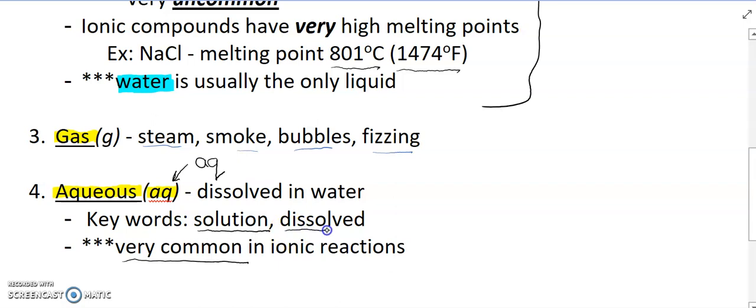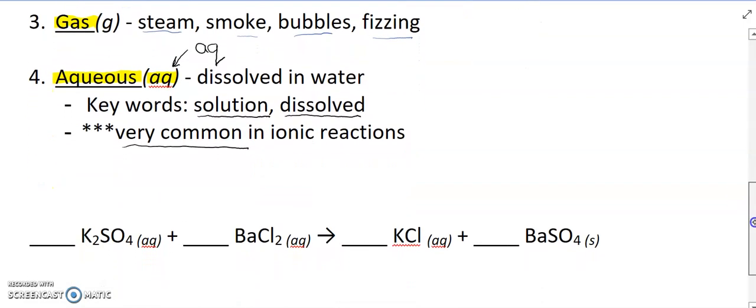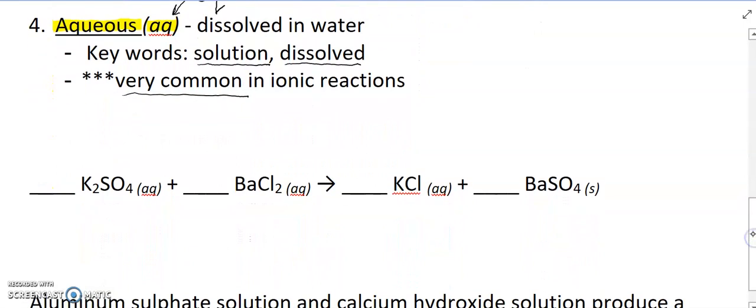And we'll use the word dissolved. So where do those chemical reactions come up? Well, when you see a chemical reaction, you frequently see symbols alongside of it to tell me what state of matter it is. So this potassium sulfate is AQ, which means it's dissolved in water. This barium chloride is also going to be AQ, which is dissolved in water. And potassium chloride that's produced is also going to be dissolved in water.